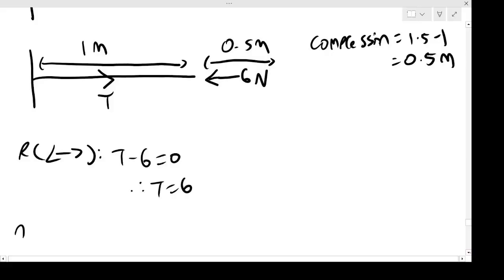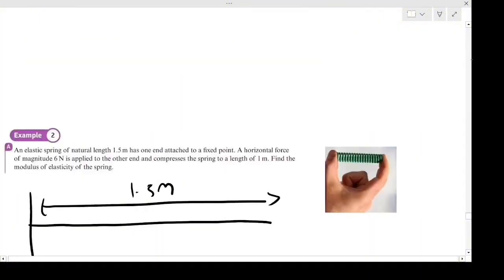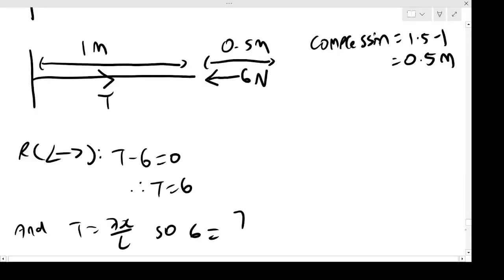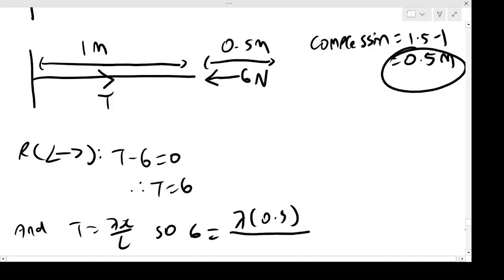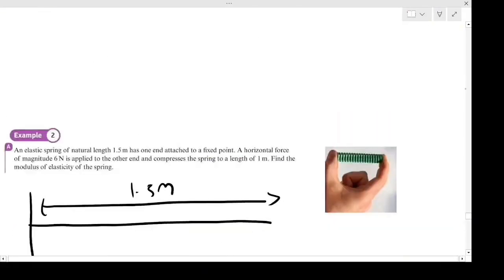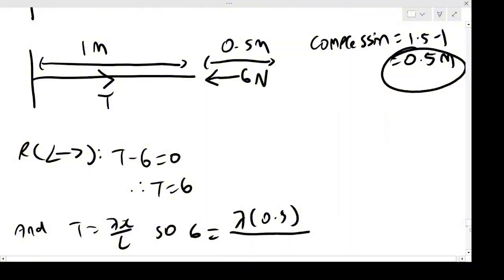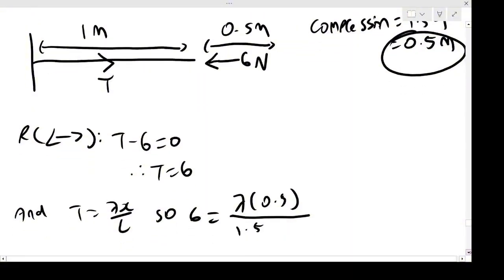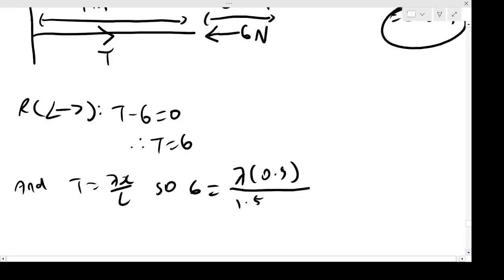But of course, we also know that T is lambda x over L. So T is 6. My modulus of elasticity is lambda. That's what it wants me to work out. X is going to be my compression now, not my extension. I worked that out. That's 0.5. And so L, my natural length, again, was 1.5. So actually I can find lambda quite easily now. So 6 times 1.5 is going to be 9 equals 0.5 lambda.